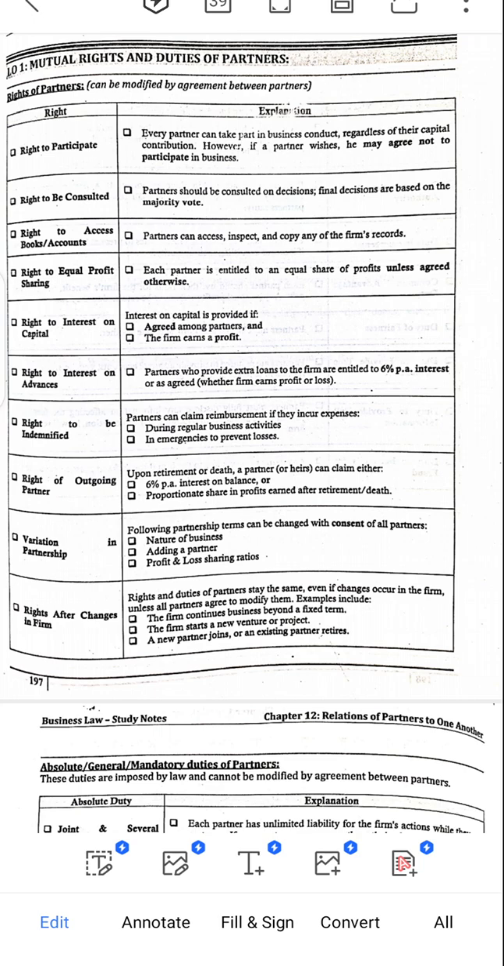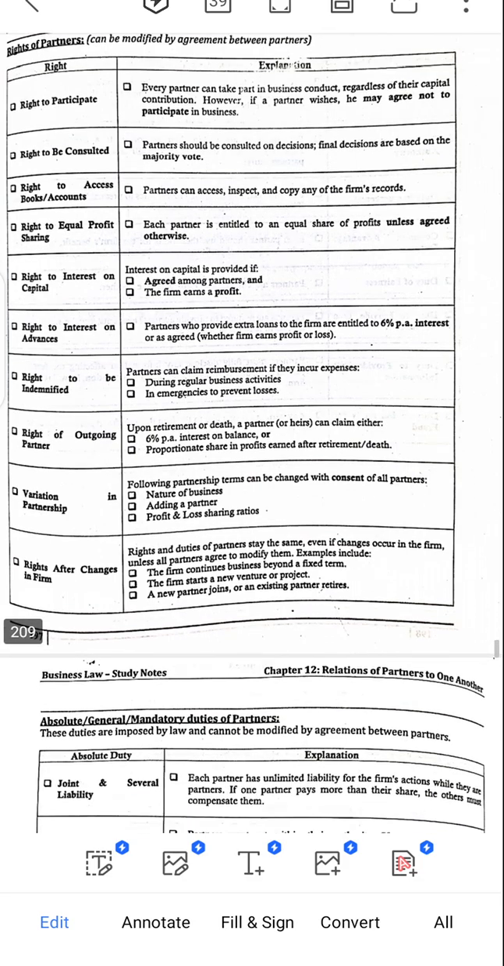Then we have the right to be indemnified. Partners can claim reimbursement if they incur expenses. If they incur their own expenses, they may claim reimbursement during regular business activities and emergencies to prevent losses if a certain emergency occurs.